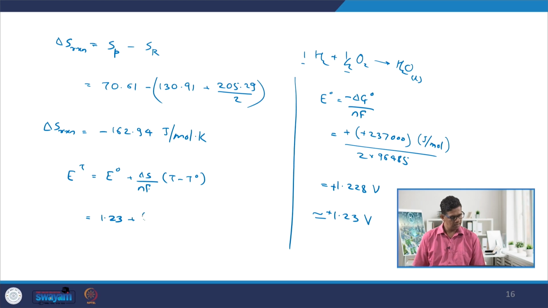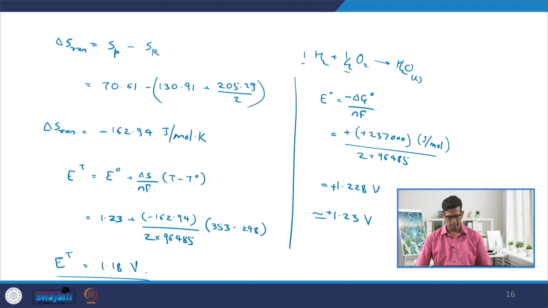The entropy term is minus 162.94 by 2 times 96,485 times the temperature difference, that is 353 minus 298. So, how much is ET? ET comes close to 1.18 volt.